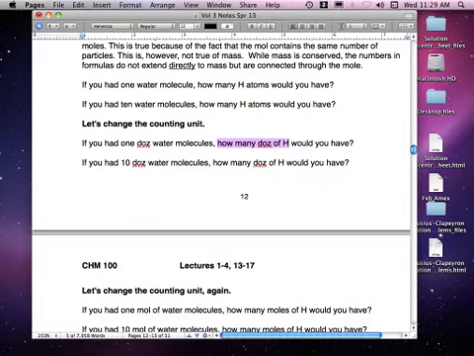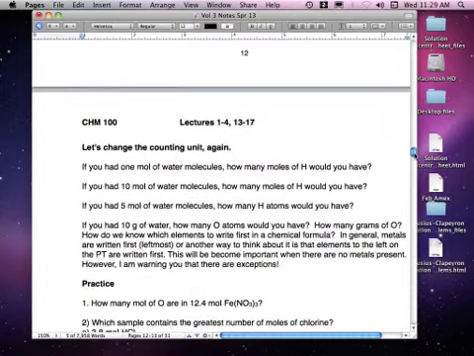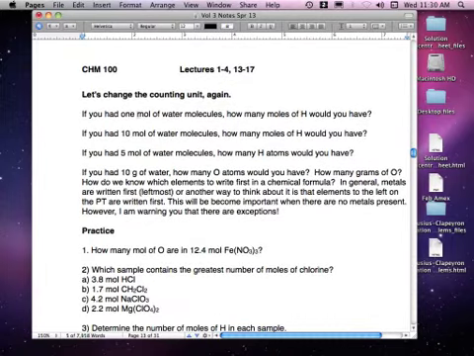It's in fact 24 atoms, but I'm not asking that. I'm asking how many of the counting unit do you have? So in every case so far, you've multiplied by 2. If you had 10 dozen water molecules, how many dozen hydrogens would you have? You'd have 20, because you're still multiplying the counting unit by the subscript. Now we're going to go to the mole. If I had a mole of water molecules, how many moles of hydrogen would you have? 2. If I had 10 moles of water molecules, how many moles of hydrogen would you have? 20.